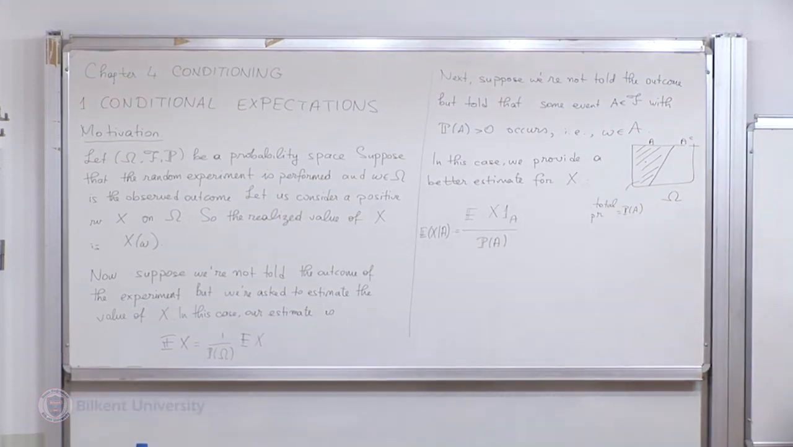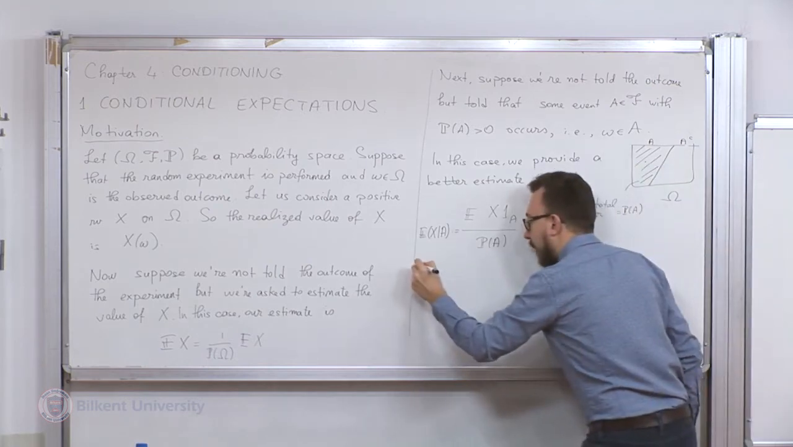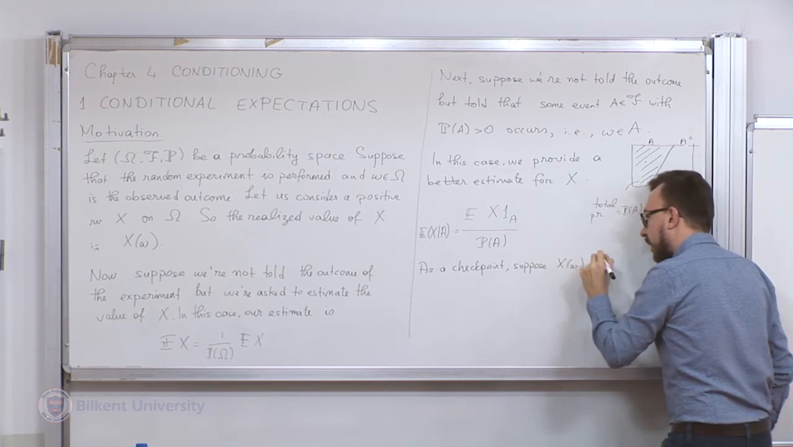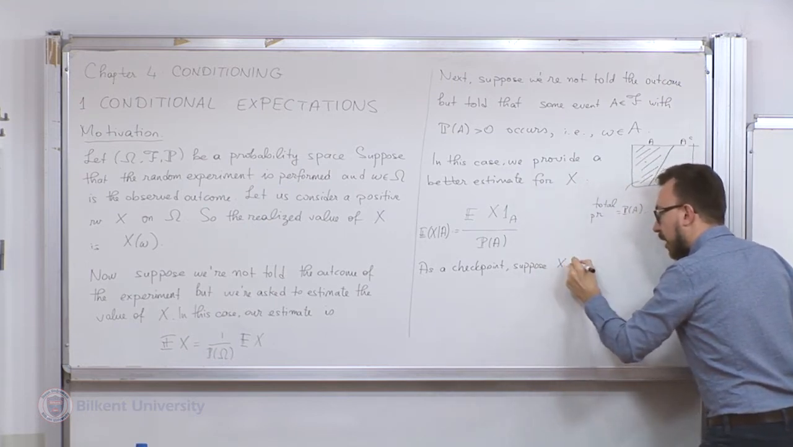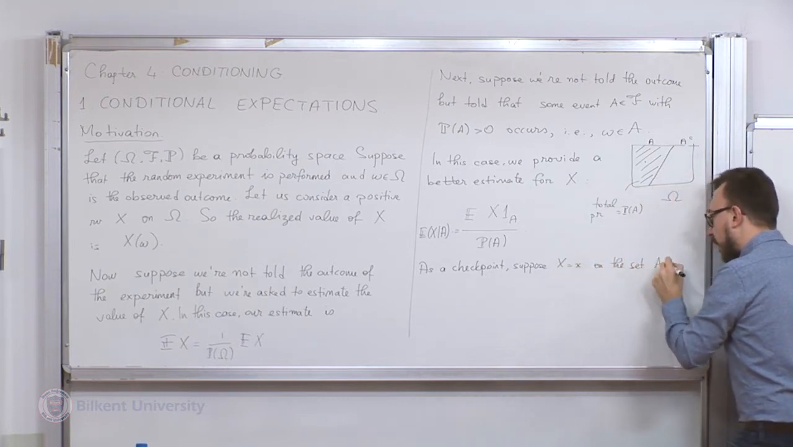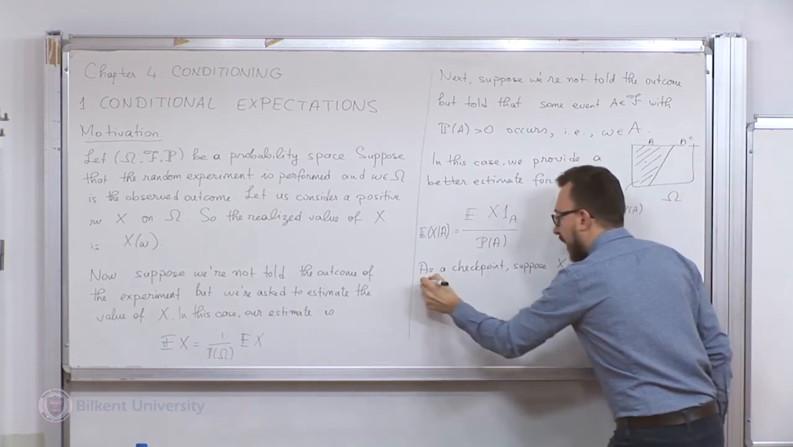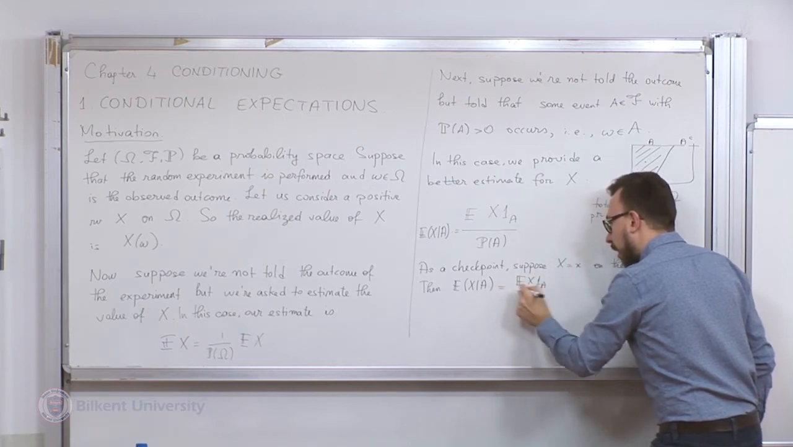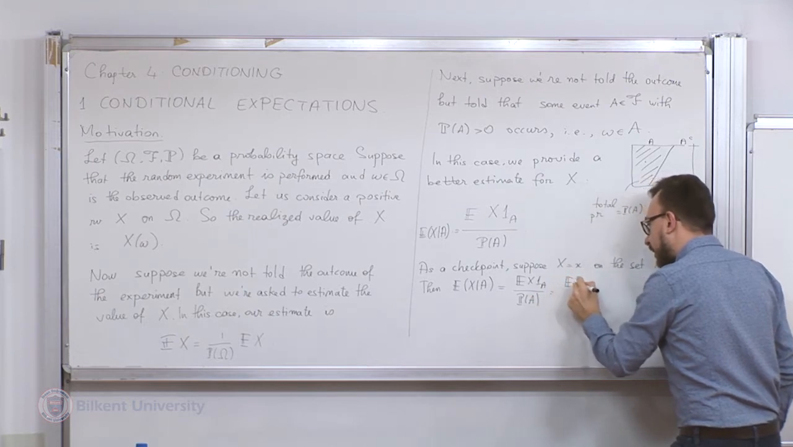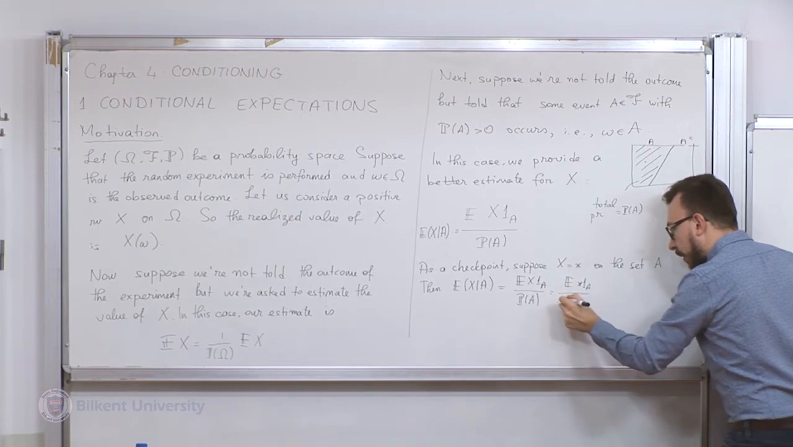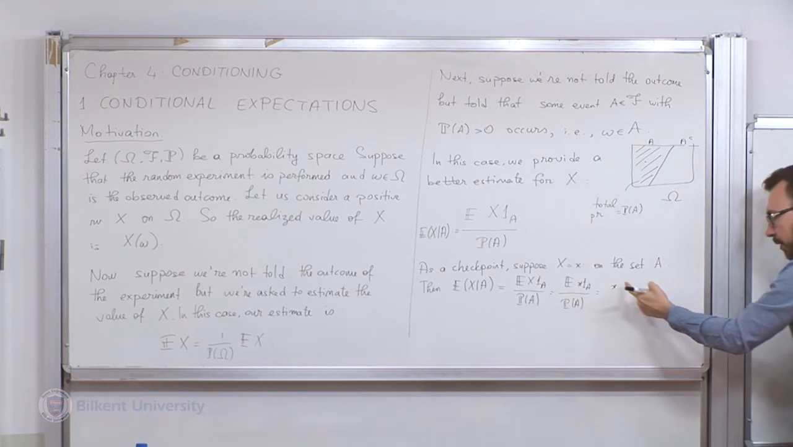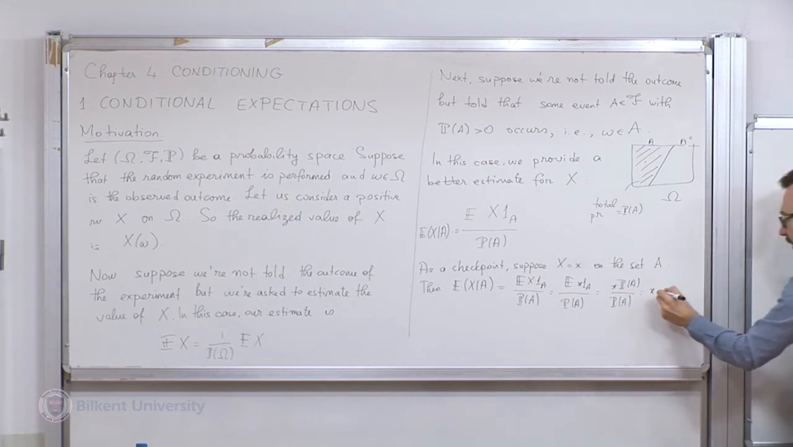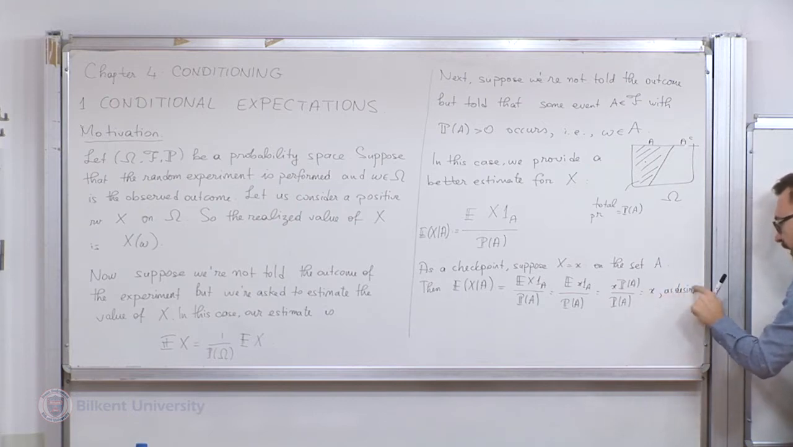So if you'd like to convince yourself that this is a good enough estimate, as a checkpoint, suppose X is equal to little x on the set A. In other words, it's a constant here, okay? Then the conditional expectation of X given A would be what? So we know that under this set, X takes the value little x, so that I can take it out of the expectation, and this is going to become probability of A divided by probability of A. This is x, as desired, because it's a constant random variable on this set.